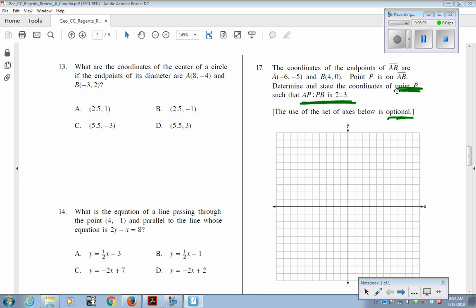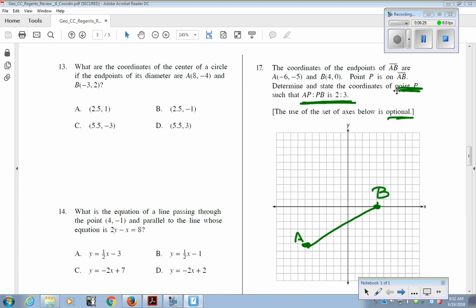So first thing we're going to do is put in A and B on the graph. So we got -6, -5. So that's A, and then we got 4, 0. So I'll draw the segment for that, because it says it's the line segment in the question.